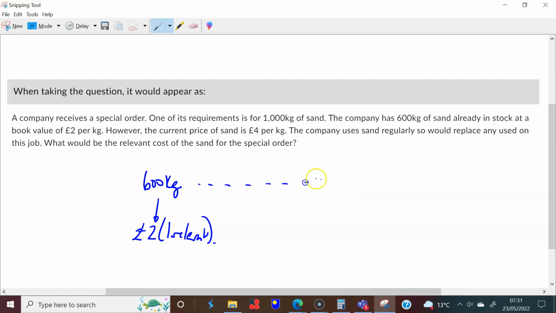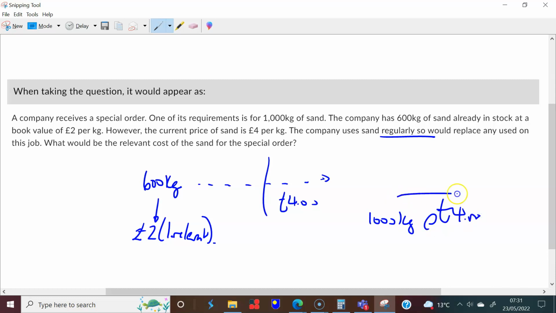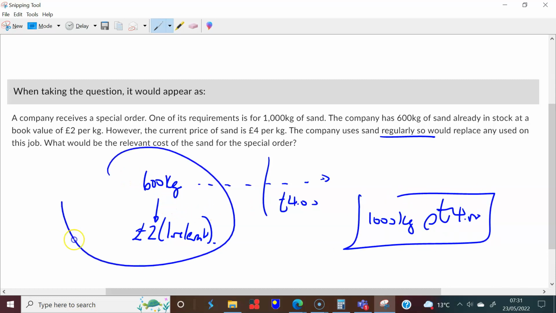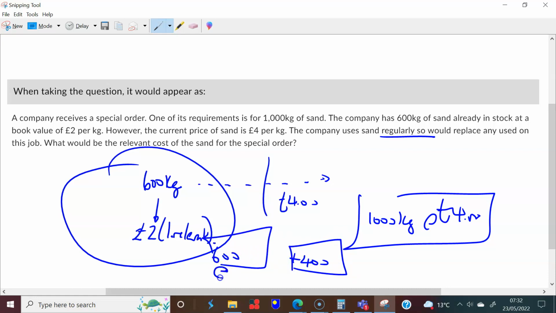And this question actually is not too tricky in that to buy sand is currently costing £4. It says the company uses sand regularly. So even if you took their sand, you would need to replace it. So I suppose another way of looking at it is saying, listen, just go and buy your own sand at £4. Because even if you take their sand, you would need to replace it, and then you need to buy another 400. So replacing it would still cost you £4, and buying another would still cost you £4.